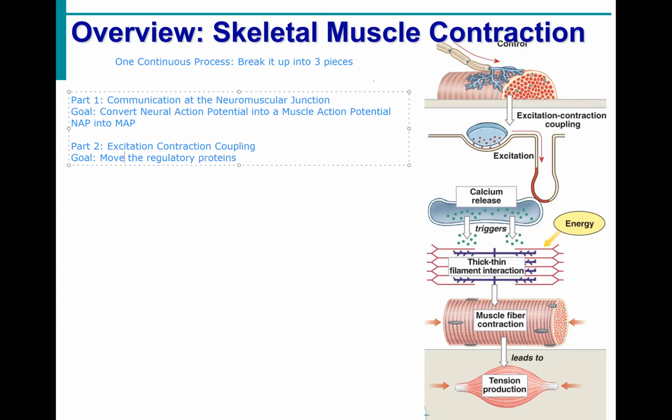And remind me again, what are we going to use to move the regulatory proteins? Moving those regulatory proteins is a wonky thing. So what might we want to use to do that wonky thing? Calcium. There you go. We're going to use calcium to move the regulatory proteins. That is going to be part 2. Part 2 is excitation, contraction, coupling, where we're going to release that calcium and use that calcium to move the regulatory proteins. And once we use that regulatory proteins, then part 3 will begin, and that is what we call the contractile cycle.